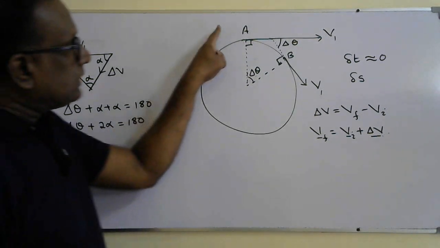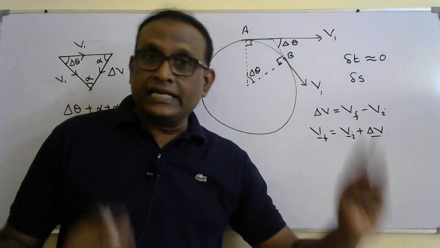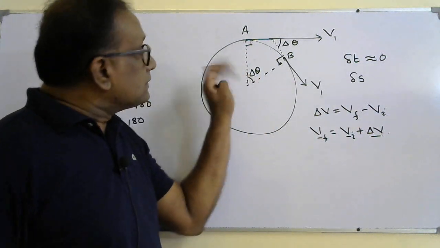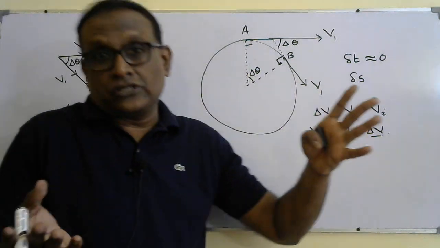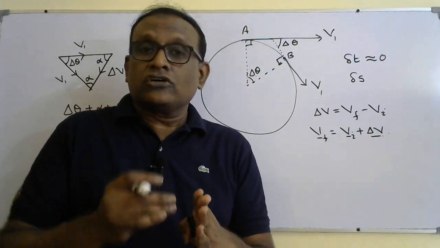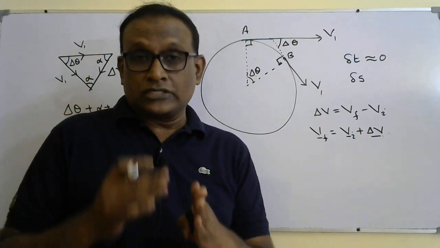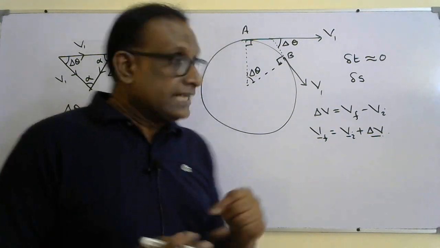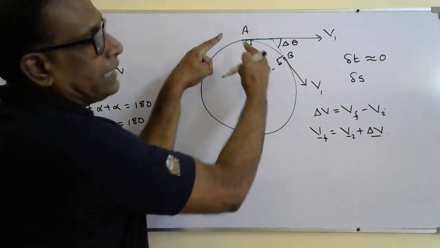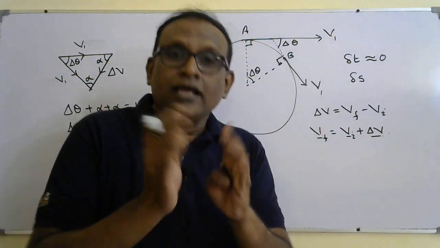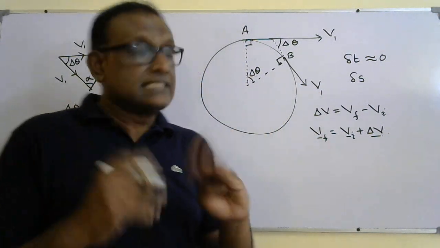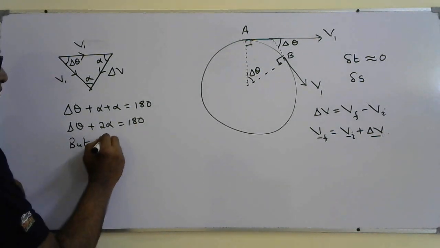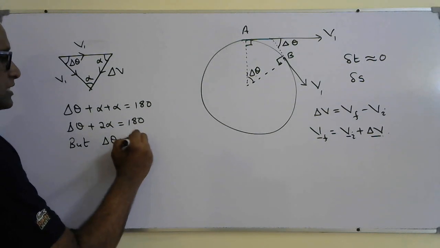I told you that I am considering a very small time interval delta t which is almost equal to 0. During that time the change in central angle is almost equal to 0. I want to find the direction of change in velocity at an instant because I want to find the acceleration at an instant. So the points A and B should be the same, but we can't find it at a single point. If I consider very close points, delta theta will be almost equal to 0.